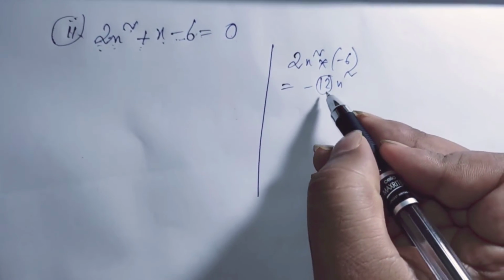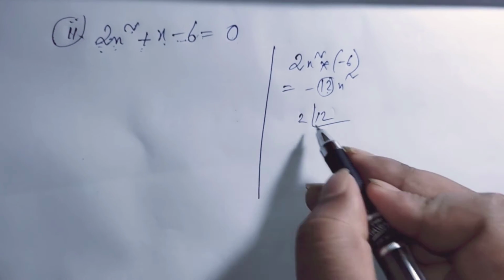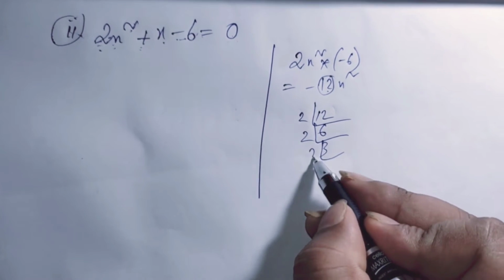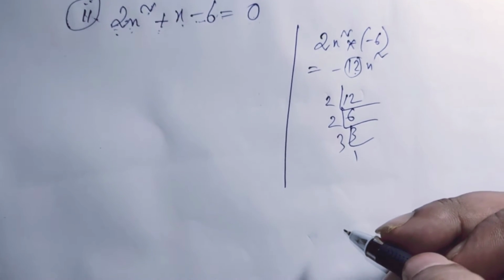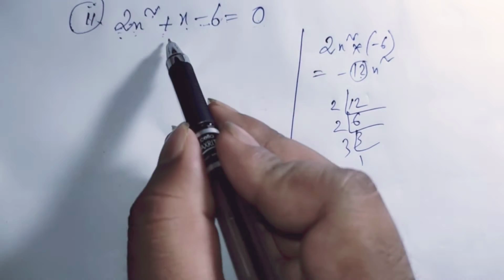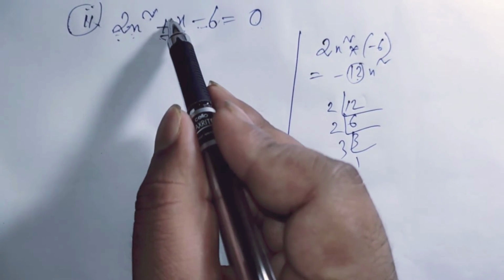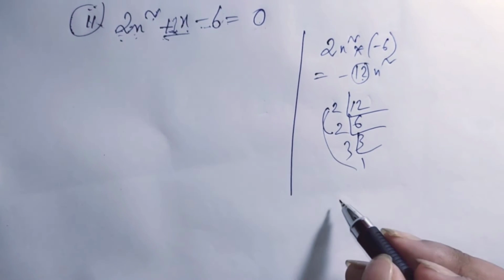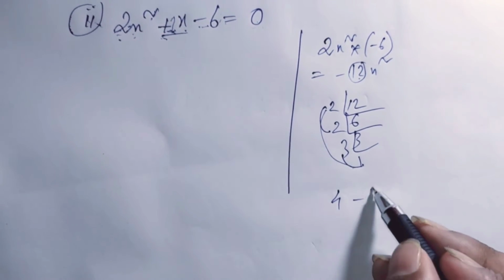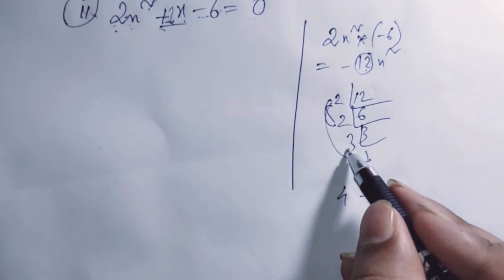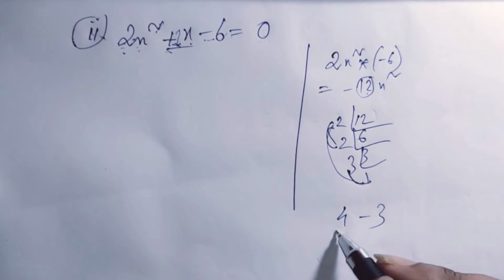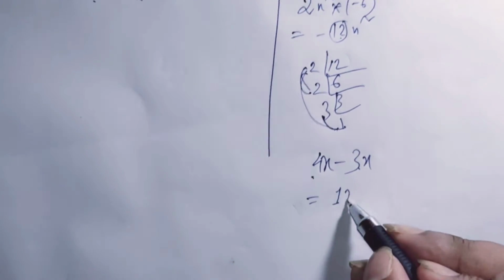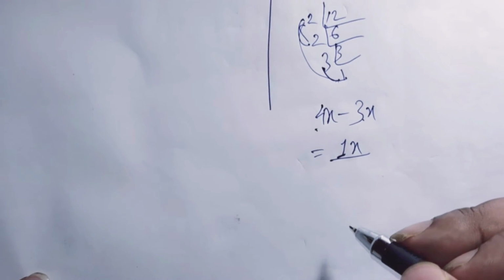Again you take the numerical part, 12. 2 sixes are 12, and again 2 threes are 6, so 12 is 2 times 2 times 3. Now you have to get this plus x, which is plus 1x, from this. So arrange it: you can get plus 4 minus 3. If you take 4 and 3, plus 4 minus 3, then you get plus 1. And if you put x here, this is plus 1x.